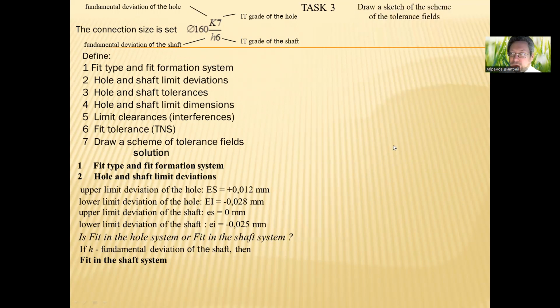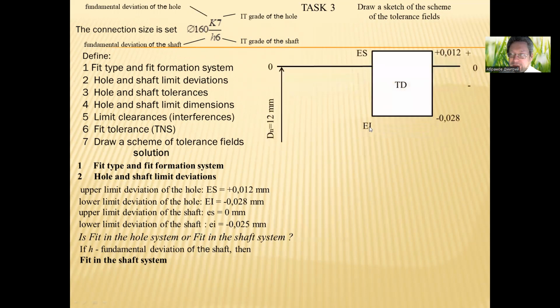Draw a sketch of the scheme of the tolerance field. Zero line, nominal diameter, tolerance field of the hole. Upper limit deviation is equal plus 0.012. Lower limit deviation of the hole minus 0.028 millimeters. And tolerance field of the shaft. Small es is equal 0, small ei is equal minus 0.025.